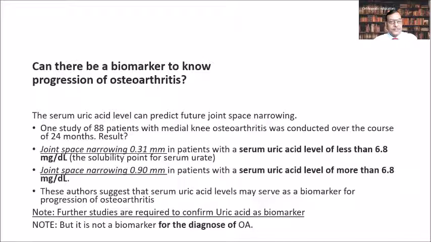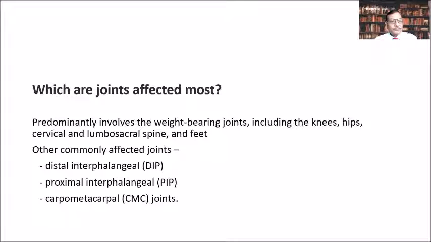And these authors suggest that serum uric acid levels may serve as a biomarker for the progression of osteoarthritis. Of course, further studies are required to confirm it. Remember, this is not a biomarker for the diagnosis. It is a biomarker for the progression of osteoarthritis.